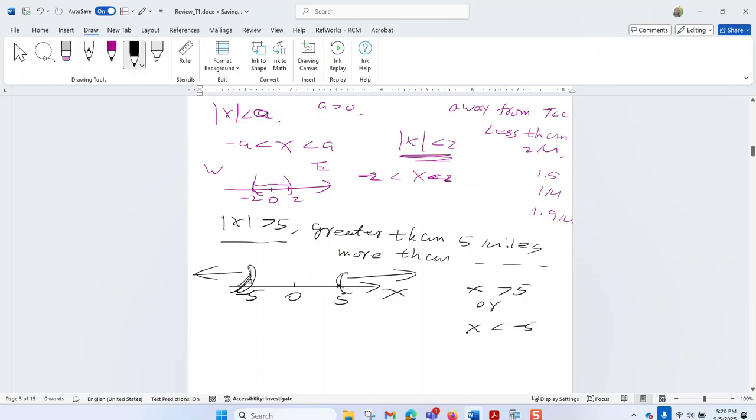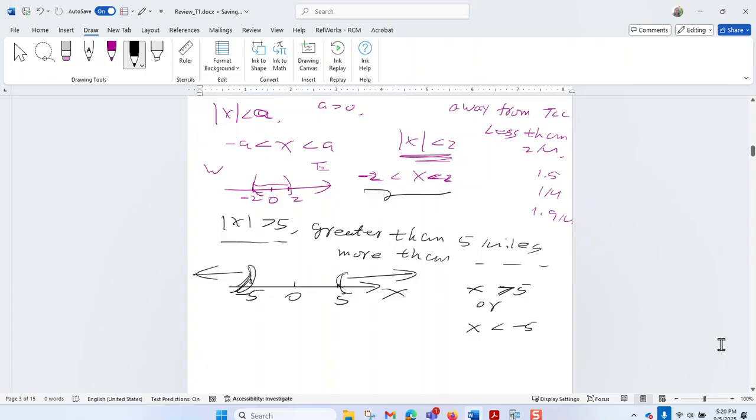Okay, so this one is just one compound inequality. This one you have two inequalities in here. So more than 5 miles, so you have a greater than 5 or less than -5. Okay, and I also want to see how you write down the interval notation.